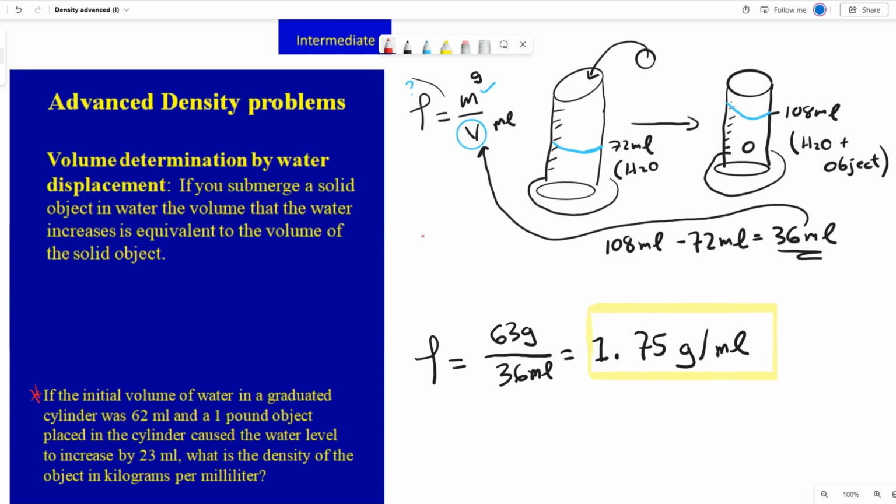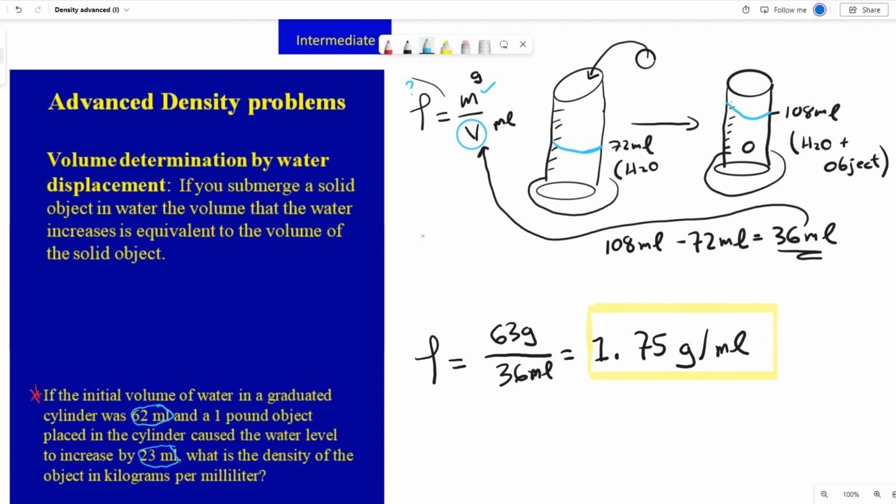All right, well, let's see what information we're given, and then we're going to kind of compare and see how this problem is different from the previous one. So you have 62 milliliters. So we're being given the initial volume of the graduated cylinder, and then we're being told that it increases by 23 milliliters. This is different than the information that was given on the first problem.